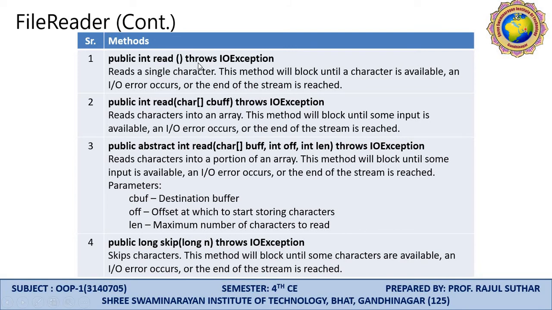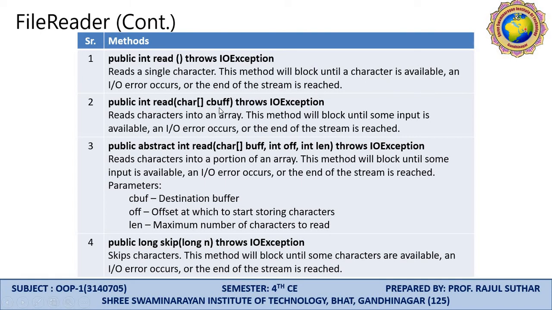Public int read() throws IOException. It reads a single character. This method will block until a character is available, an I/O error occurs, or the end of the stream is reached. It means it checks whether the file is completed or not, and it will check until the end of the file.